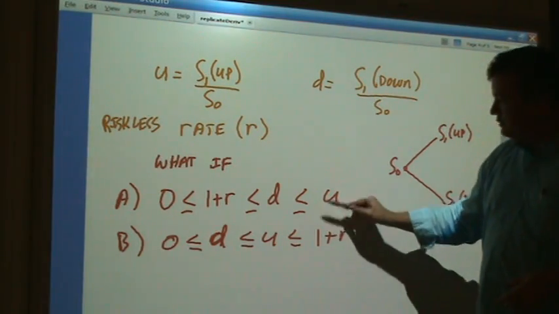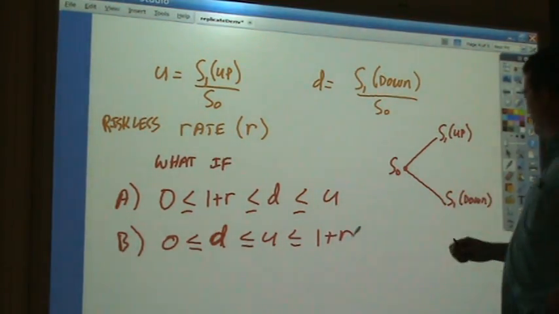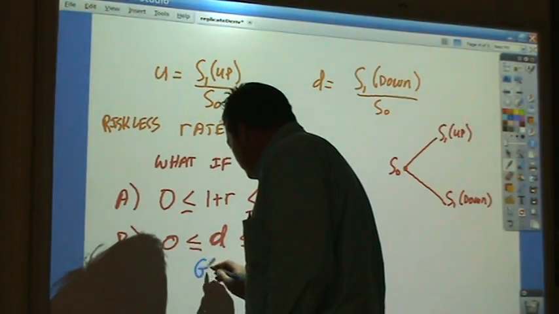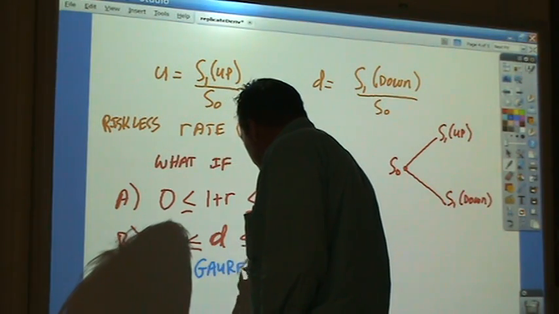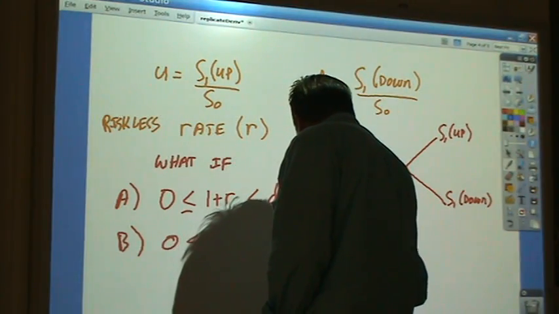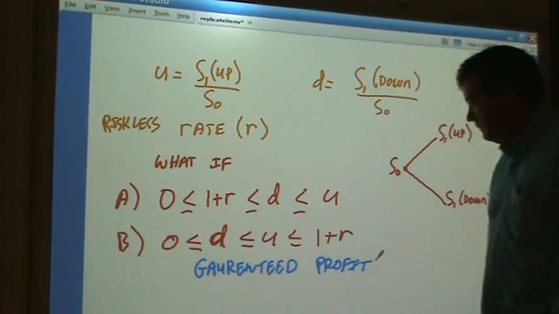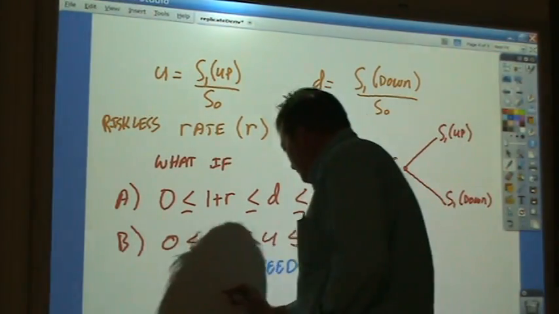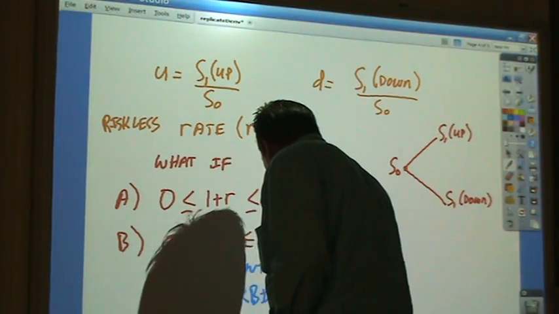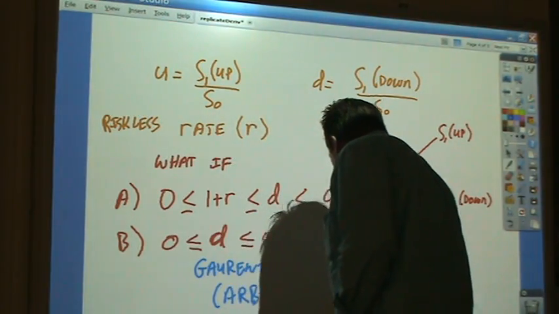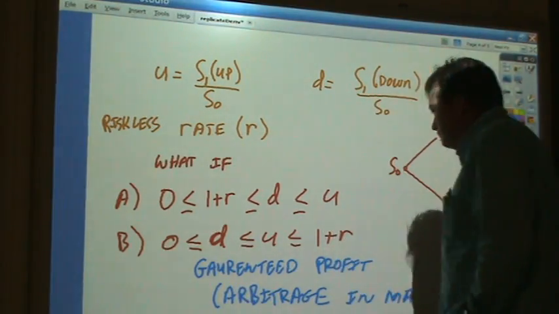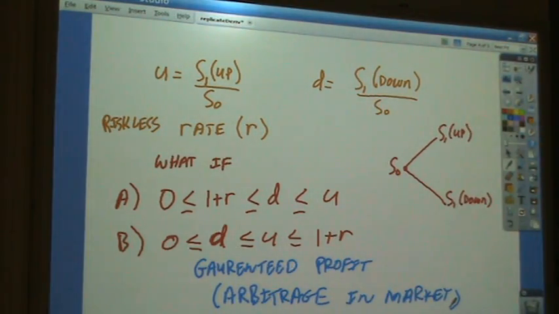So if either one of these two states existed, then there is a way to have guaranteed profit. And that would mean that this system had an arbitrage in it. So there was an arbitrage in the market, if one of these happened.